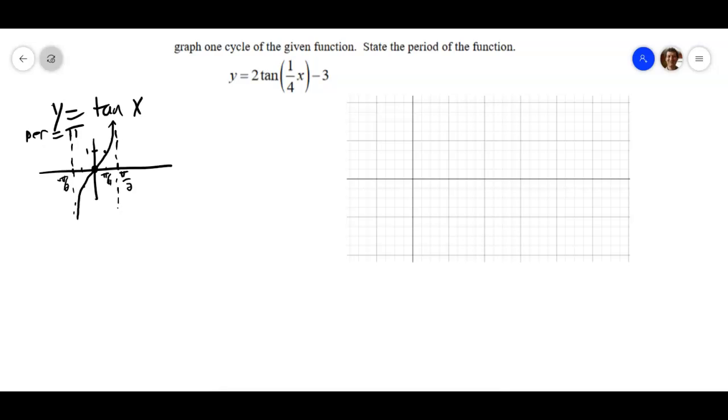With ours, first off, the period is different. So it's the normal period, pi, divided by the coefficient of x. It's 4 pi.